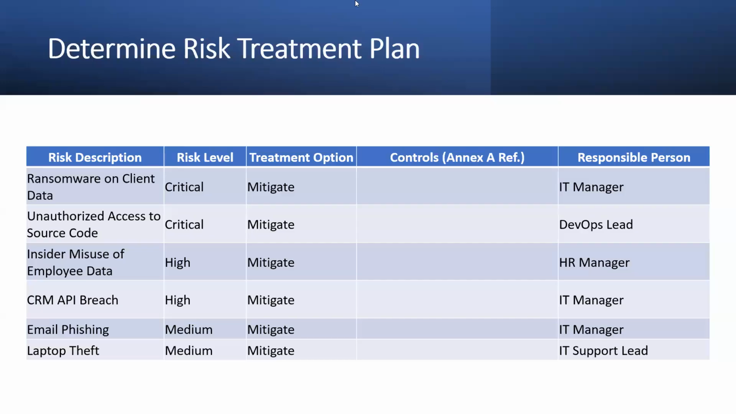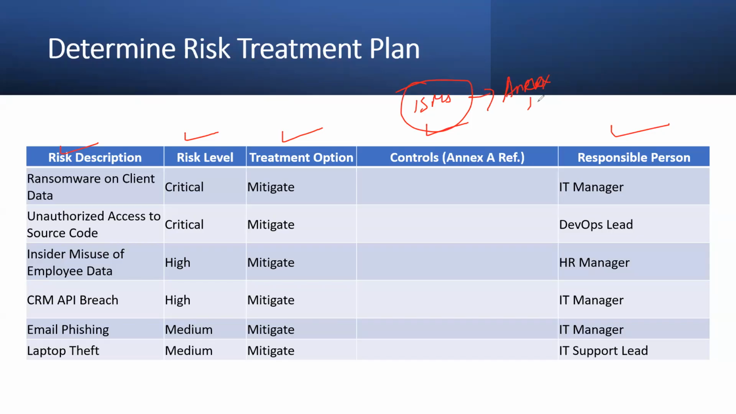Okay. So for this risk treatment plan, I have created a list of risk description, level, treatment option, which control we can apply over there, and who will be the responsible person. So what I'm going to do is refer to the ISMS manual. Under that ISMS manual, what do we have? We have Annexure A.